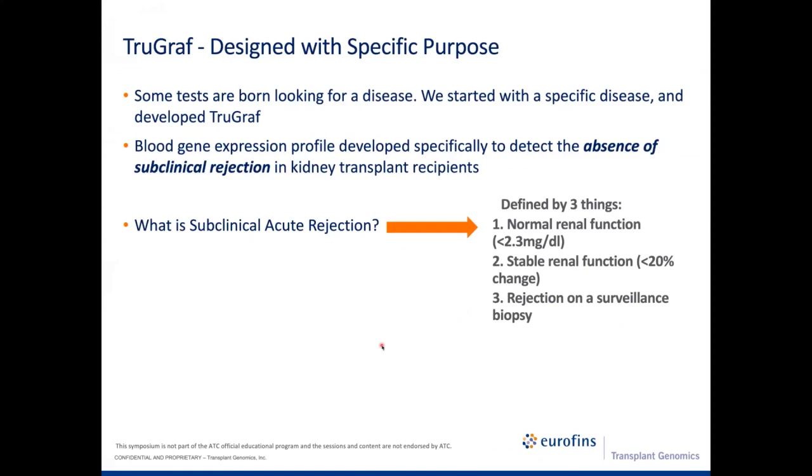How do we define it? Actually, we define it very tightly. It's defined by three things: having normal renal function, defined as a serum creatinine less than 2.3, stable renal function, less than 20% change from the prior values, and you have to have rejection on a surveillance biopsy. That defines subclinical acute rejection.